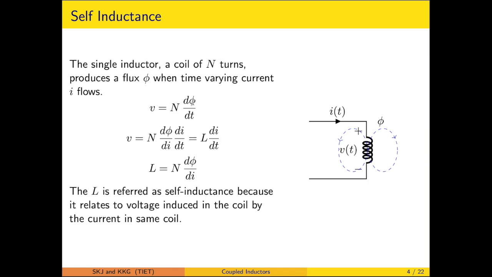This flux phi is because of the current i of t. So, this is represented by the chain rule as d phi upon di into di upon dt. This gives rise to the L di by dt term. So, making a correspondence suggests that L is equal to N d phi upon di. L is the nomenclature representing the self inductance, and the reason behind it is that it relates to the voltage induced in the coil by the current in the same coil.